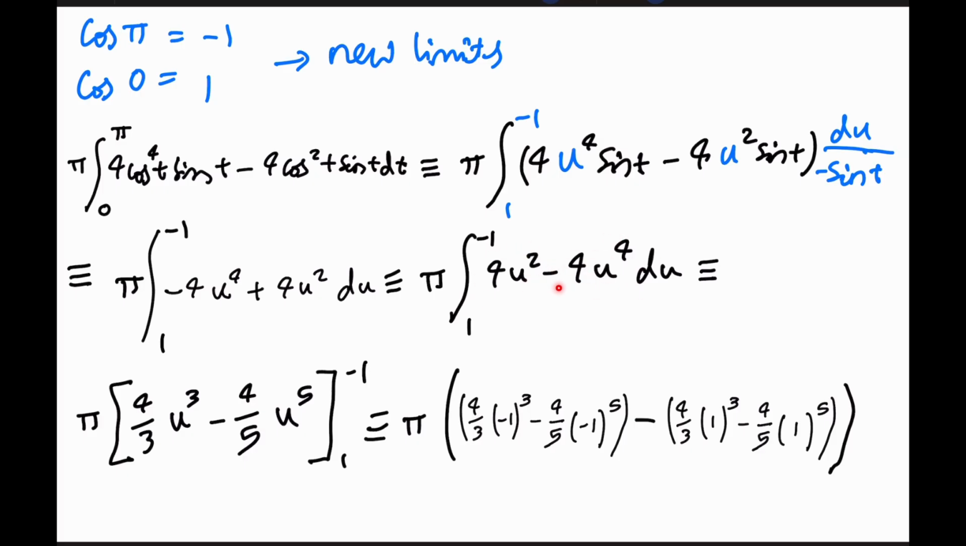And once we integrate this, remember all we have to do is just increase the power and divide it by the new power. So u to the power of 2 becomes u to the power of 3, divided by 3, 4 over 3, u to the power of 3, and then 4 becomes 5. So you do minus 4 over 5, so you divide by 5, and u to the power of 5, basically. And then once you do this, you just plug in your old limits like this. So you get minus 1 on one side and 1 on the other, and just take away. Keep multiplying by pi on the outside because we haven't done anything with that yet.